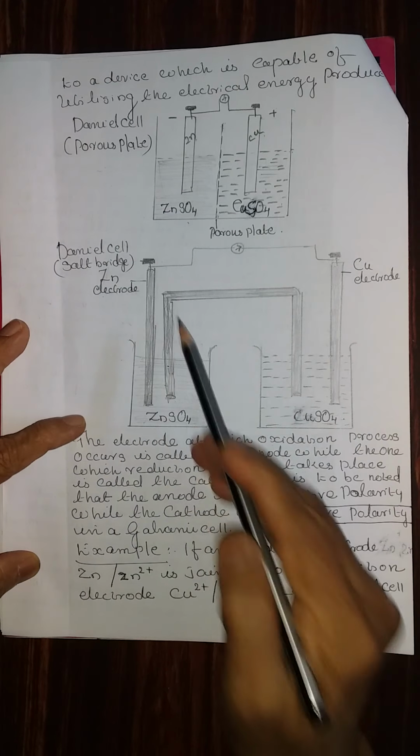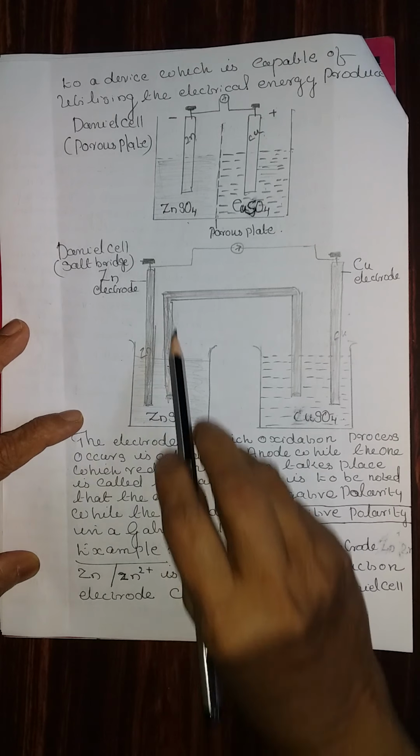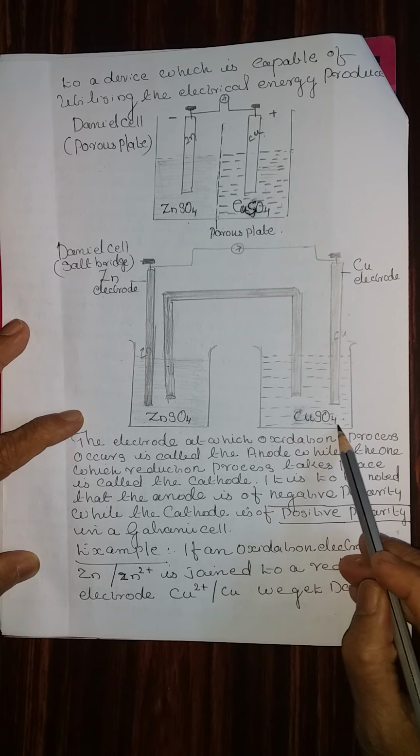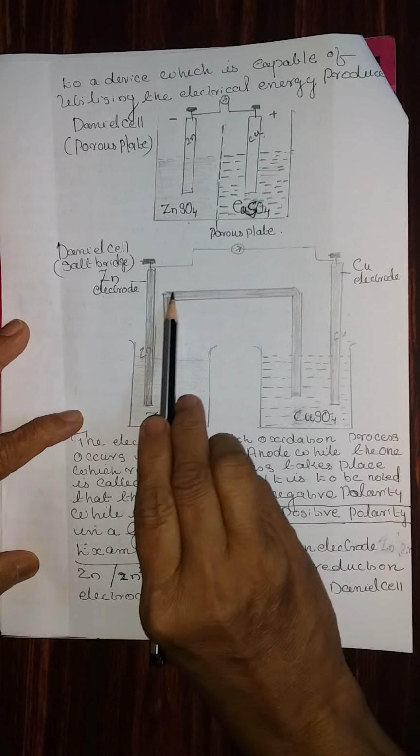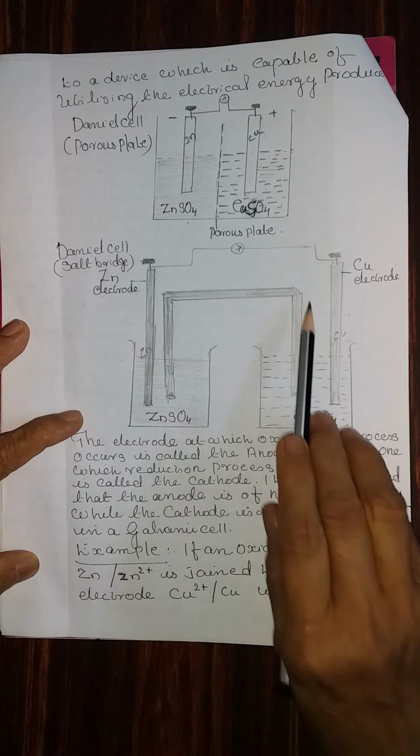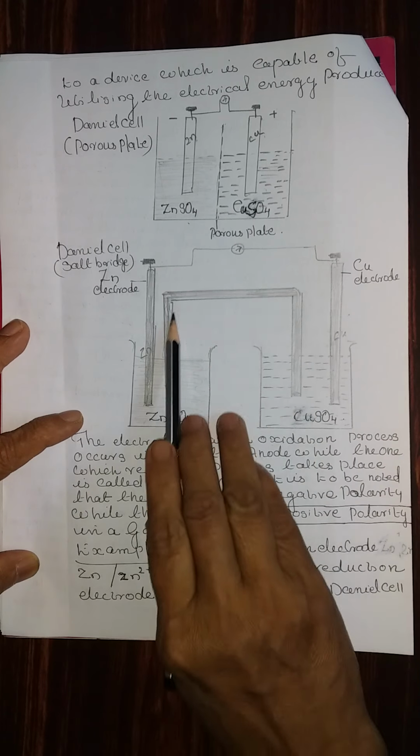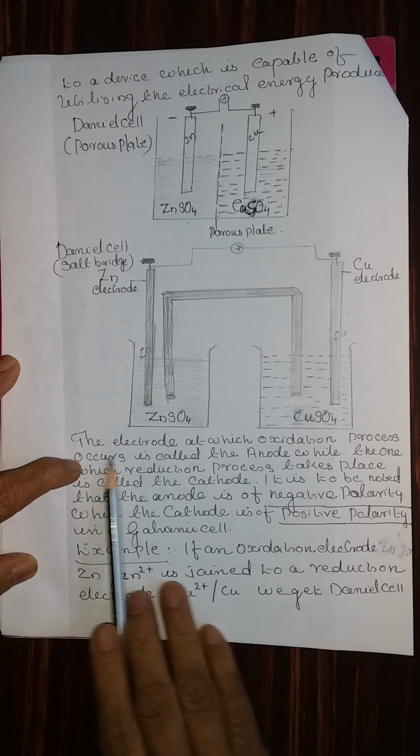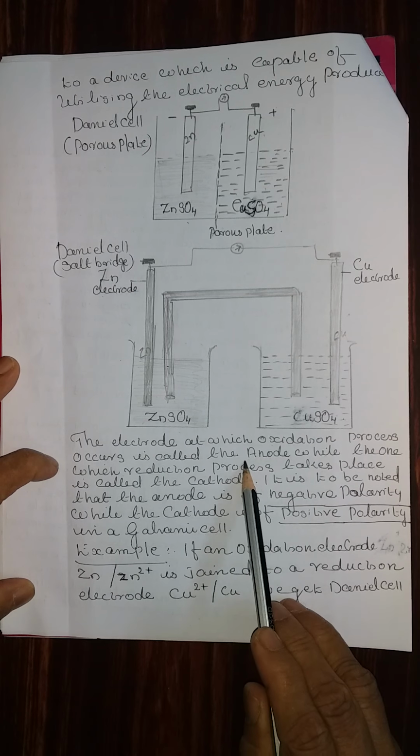The same one, that is, this is the zinc electrode and this is the copper electrode. Zinc electrode is immersed in zinc sulfate and copper is immersed in copper sulfate solution. But both are connected by a salt bridge. This U-shaped tube is known as the salt bridge. The details of the salt bridge, how it is prepared and how it helps in the connection, will be discussed later. The electrode at which oxidation process occurs is called anode.